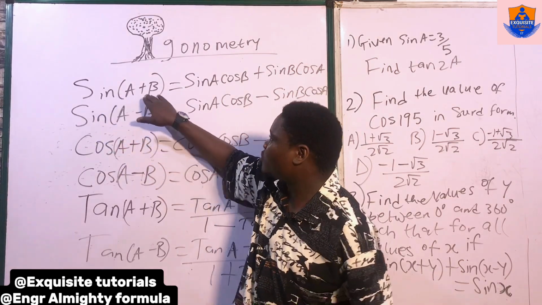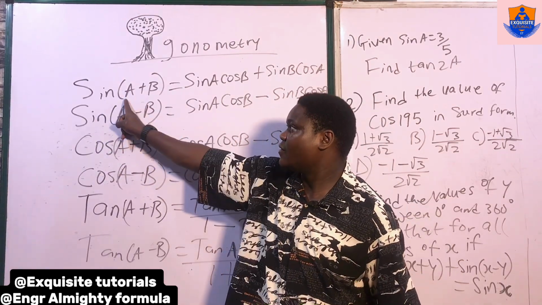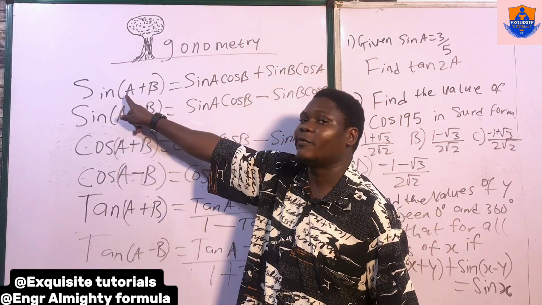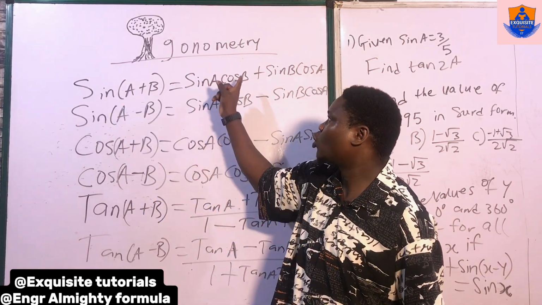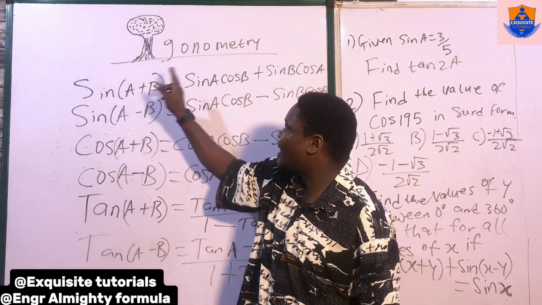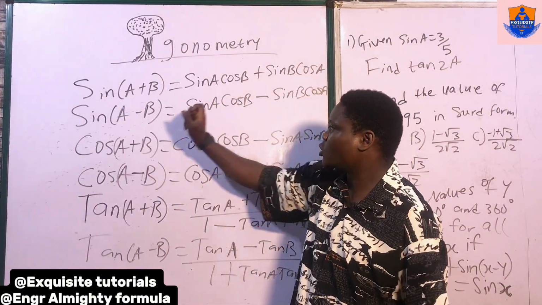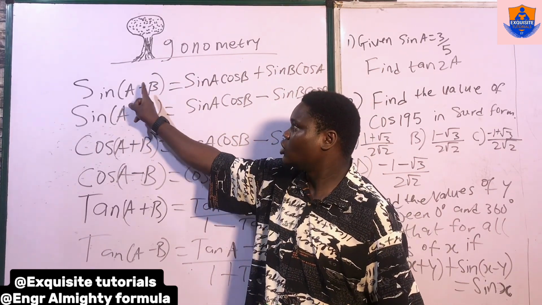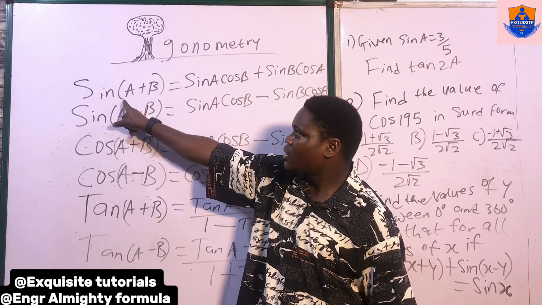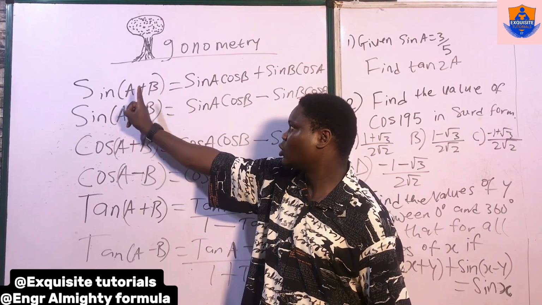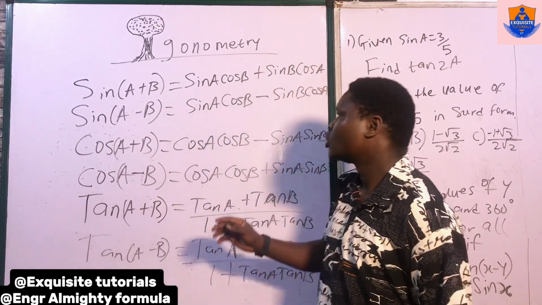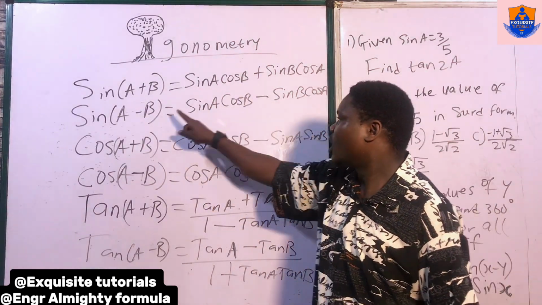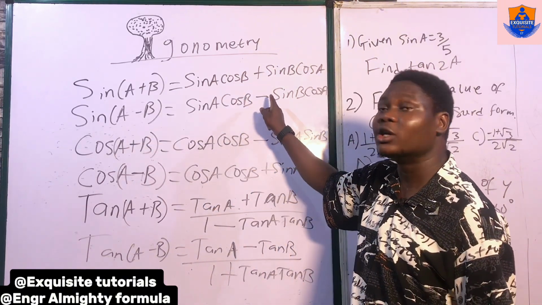So sine (A plus B) is the same as sine A first. Observe the way I arranged it: sine A first before cos. It is sine cos, sine cos. So you have sine A cos B, then you do the reverse, sine B cos A. That's the arrangement. If you have plus here, you are going to have plus here. If you have negative here, you are going to have negative.